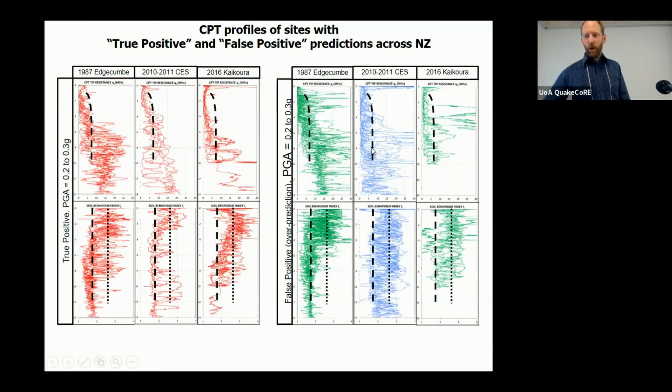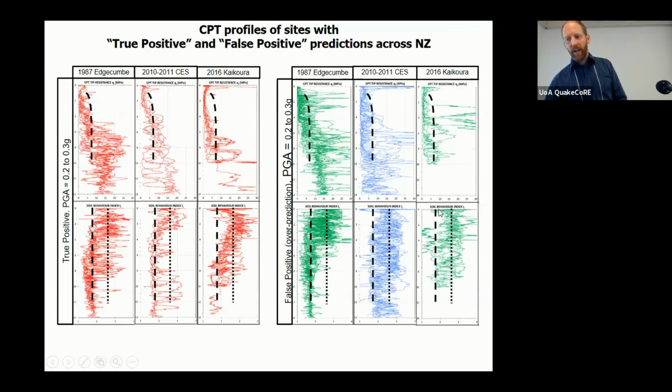If we then look at the different areas and what we're seeing, once again, the over-prediction areas in Whakatane seem to have a lot of interlayering of soils, similar to Christchurch, albeit that within the Whakatane area at greater depths there are thicker deposits of clean sand, but being capped by considerable thickness, up to 4 meters, of interlayered sands and silts.